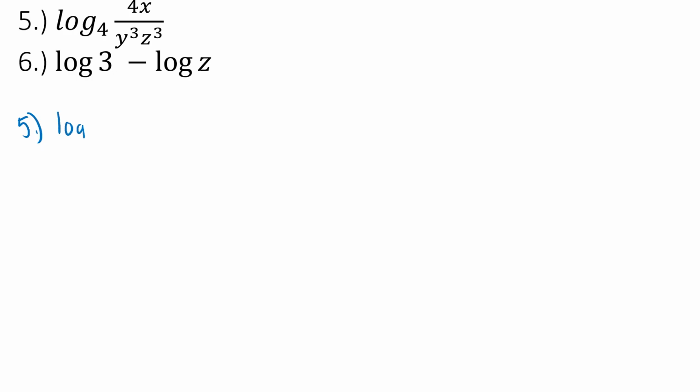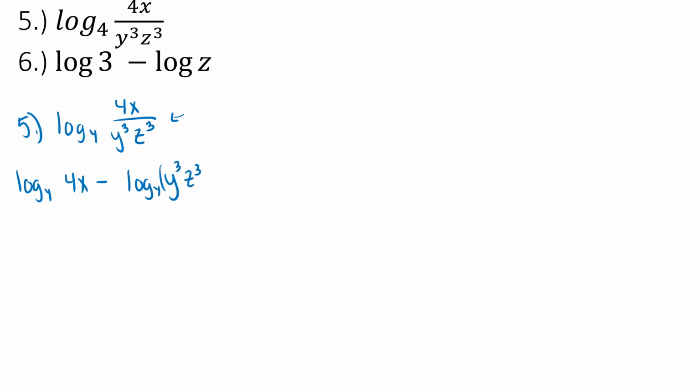All right, so number 4, we have log base 4 of 4x over y to the third, z to the third. Now, this is one that I might not do in one step because I'm looking at log base 4 and then I see the 4 there and it's like, I know something is going to happen with that. I think I'd like to take it one step at a time. So let's split up that division first. So log base 4 of 4x minus log base 4 of y to the third, z to the third.